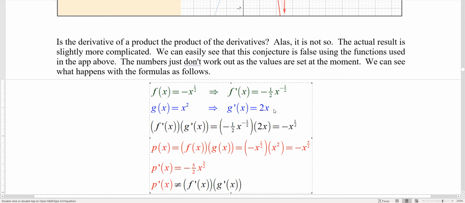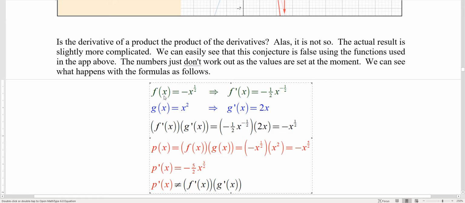So its derivative, of course, is just 2x. Well, what would happen if you multiply those two derivatives together? If you multiply f prime and g prime, the 1/2 and the 2 cancel. We still get a negative 1 for a coefficient. And these two power functions, you multiply by keeping the same base and adding the exponents. So 1 plus a negative 1/2 is 1/2.